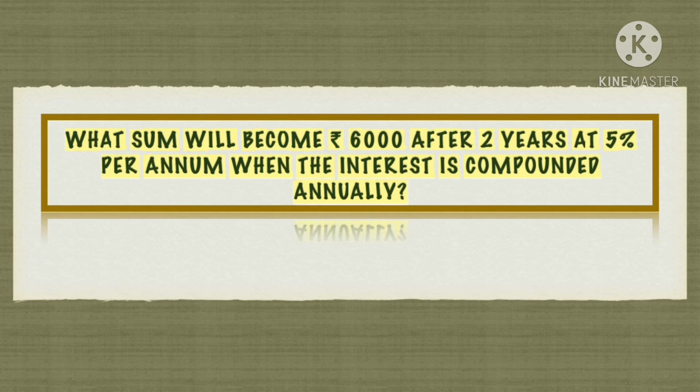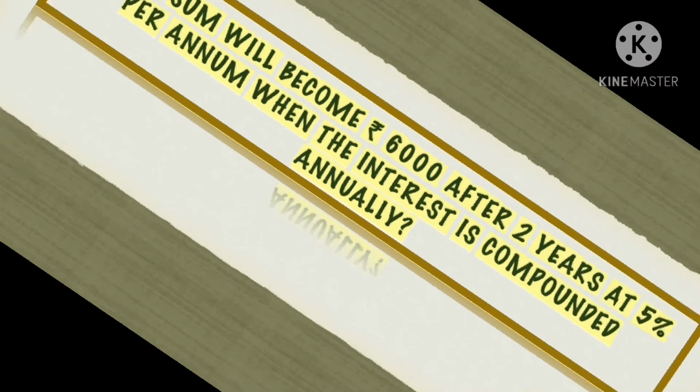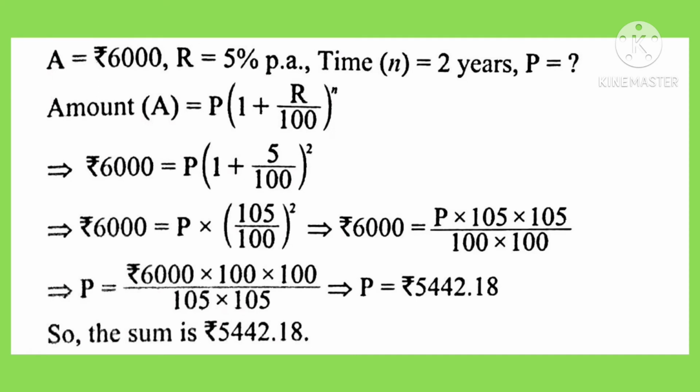And now we will find the principal. What sum will become rupees 6,000 after 2 years at 5% per annum when the interest is compounded annually? It means now we are to find out principal and not amount. So for that we have the same formula. Amount is P into 1 plus R upon 100 raised to power time. So put the corresponding values.